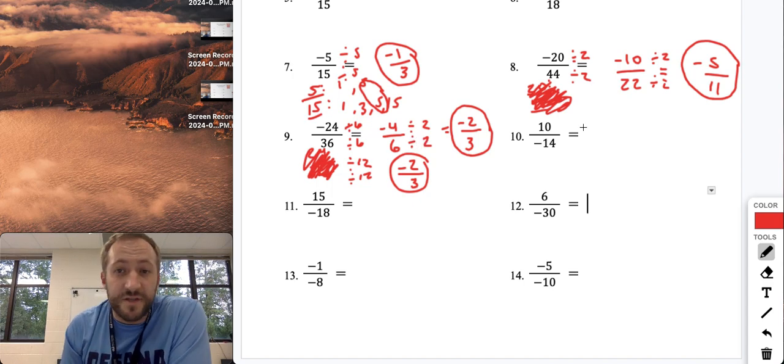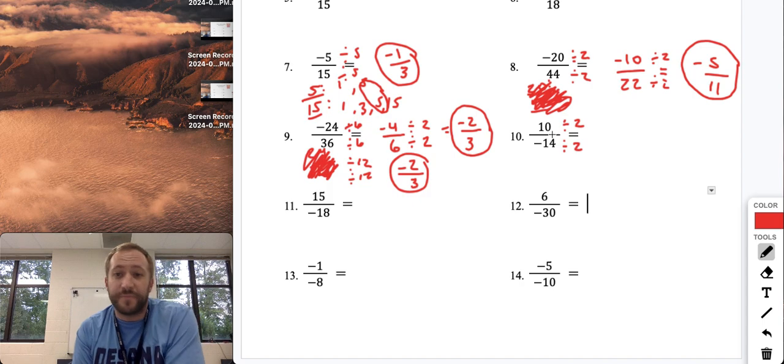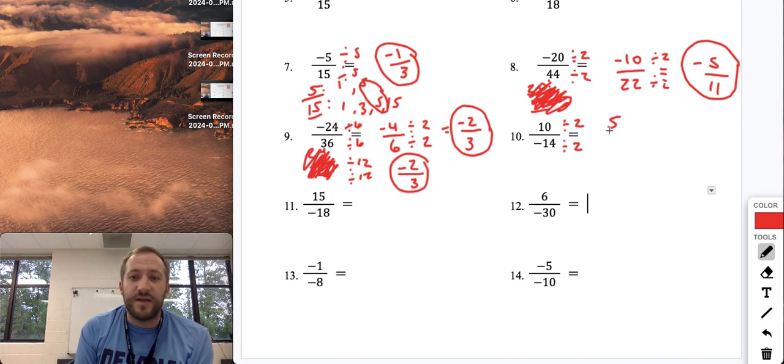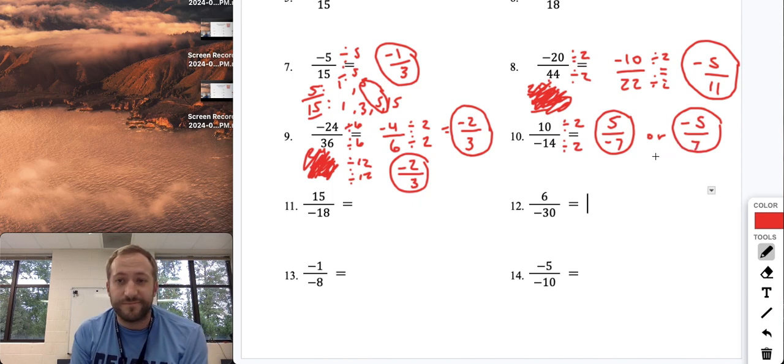Okay, so the next one, 10 divided by negative 14. They're both even. I know they are both divisible by 2. Now look, the negative is in the denominator. As long as there's one negative, you can put it anywhere you would like, and you might see it in any one of those places. 10 divided by 2 gives me 5. Negative 14 divided by 2 gives me negative 7. You can keep it like this if you want, or I would probably just move the negative up to the numerator because that's where I always keep it. Either one is good. They're both the same.